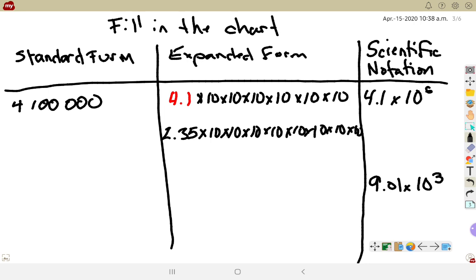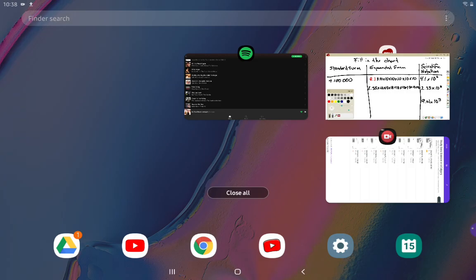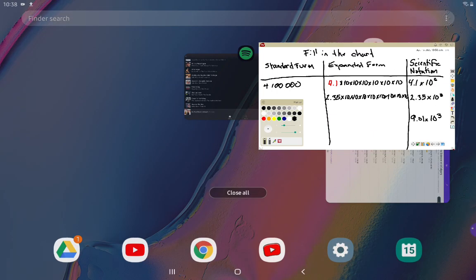So we got 2.35 times, and if you count them all up there, there are 8 tens. So in scientific notation, that's the 2.35 times the 10 with an exponent of 8. Okay, and when I go to write that out in standard form, I'm going to start with the 2.